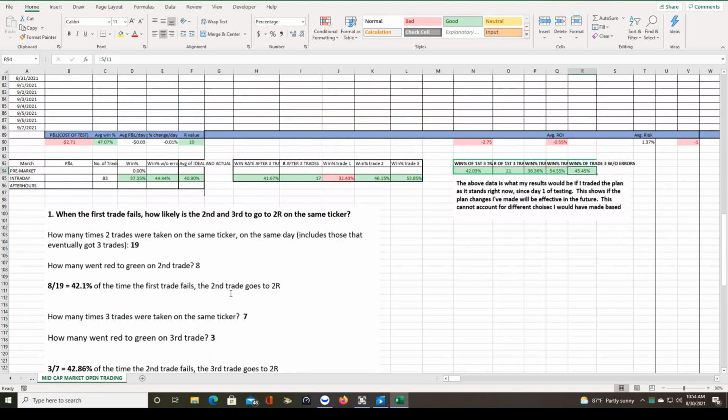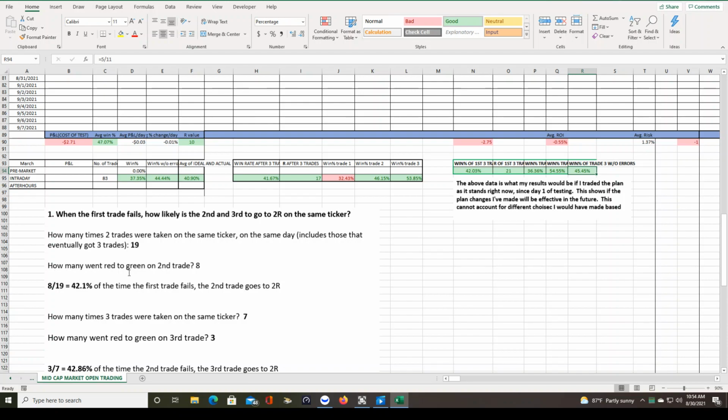So that's that. And then this is a really important data analysis to look at. When the first trade fails, how likely is the second and third to go to 2R on the same ticker? That's all we're doing right now, is just trading the same ticker up to 3 times every day. So how many times 2 trades were taken on the same ticker on the same day, including the ones that went to 3? So we've done that 19 times. So again, it's not a huge number. It's not really enough to draw a conclusion on, but I'm going to continue to track this even when I go full position size. So eventually we will have enough data.